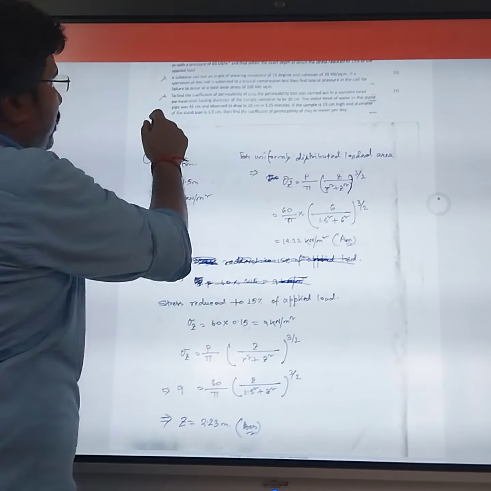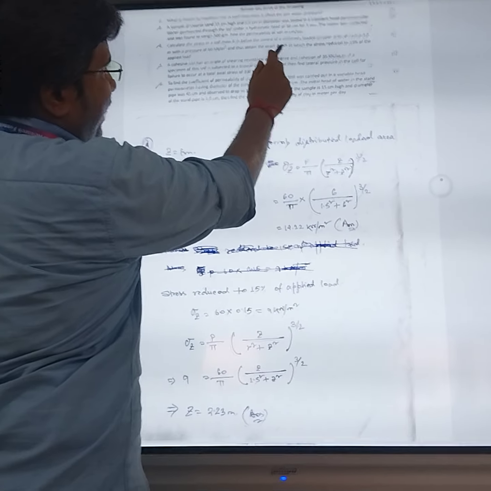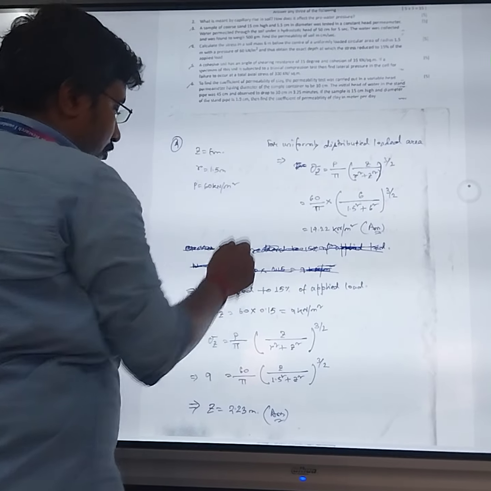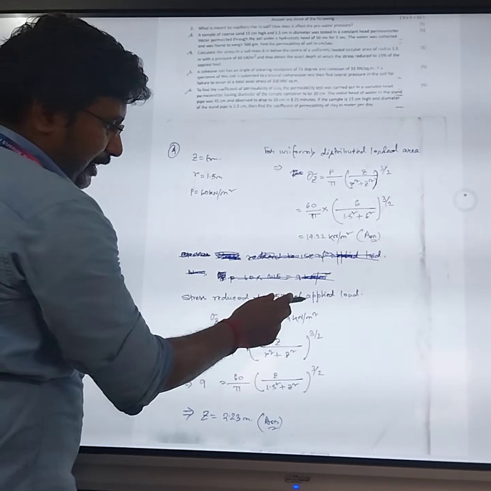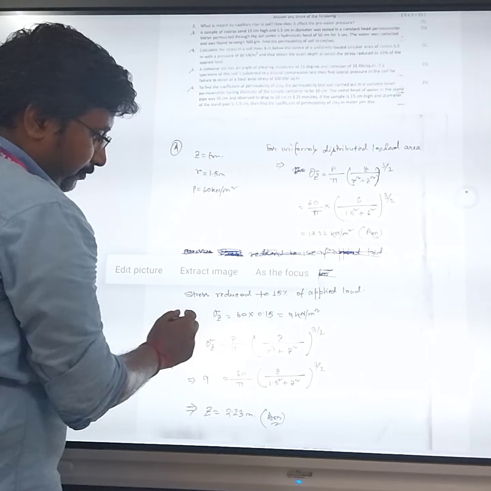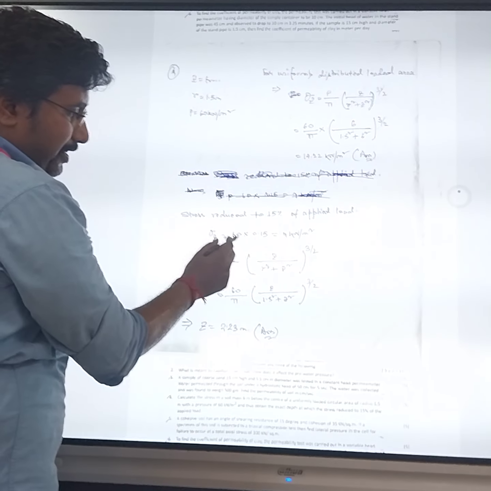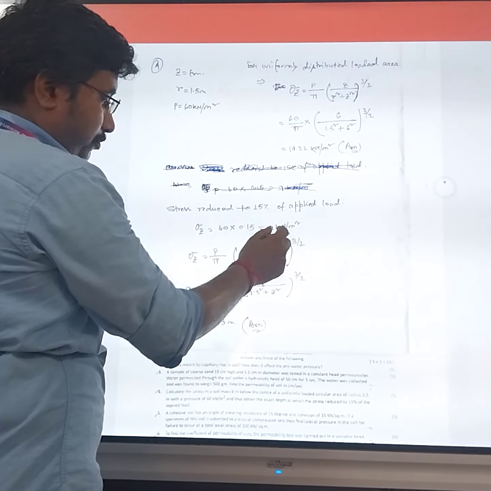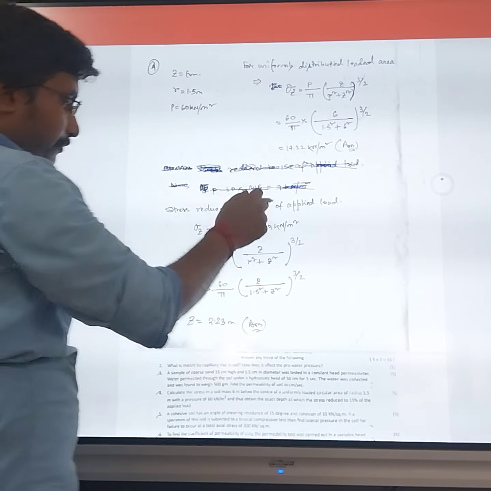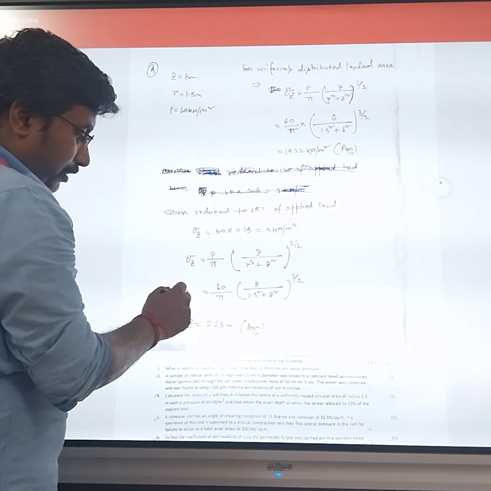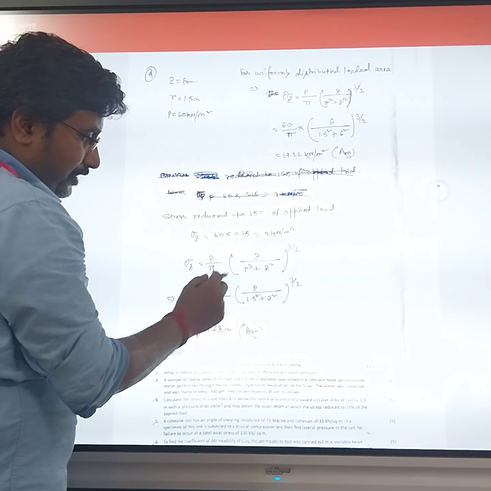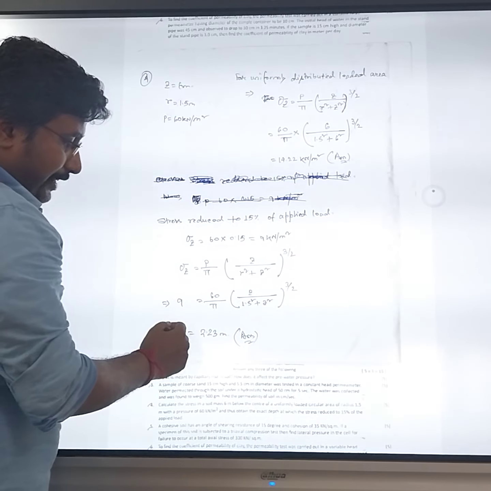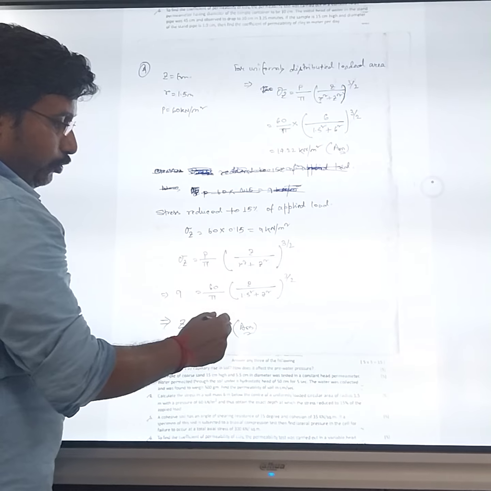The next part of the question is to obtain the exact depth at which the stress is reduced to 50% of the applied load. Here the stress is reduced to 50% of the applied load, so sigma z will be 60 into 50% equals 9 kilonewton per meter square. Again applying the same formula, we put sigma z equals 9, P equals 60, R equals 1.5. We have to calculate Z. Z will be 2.23 meter.